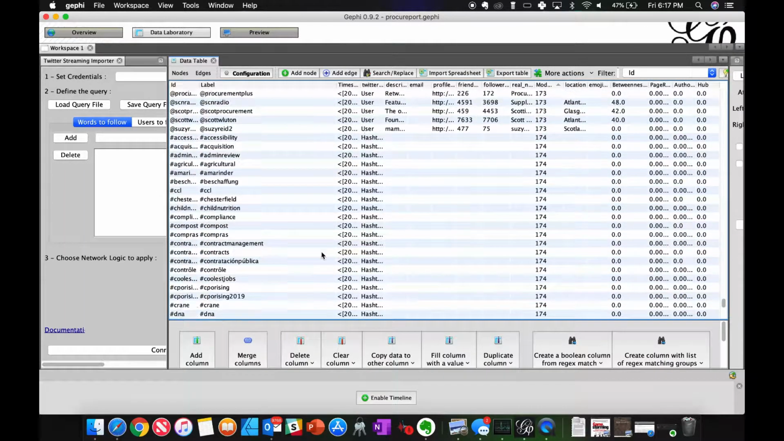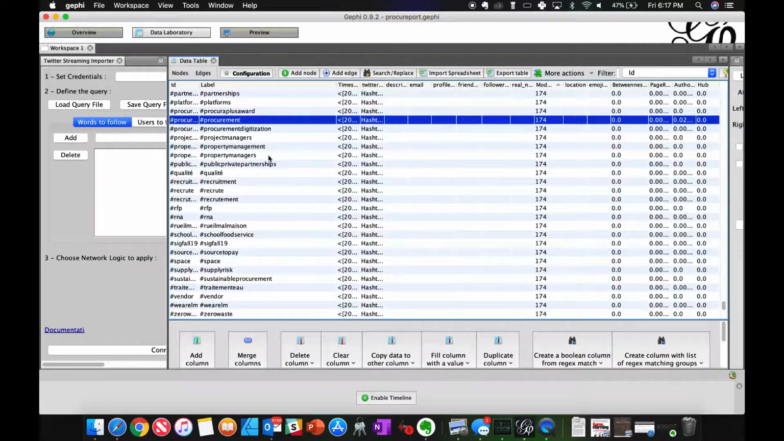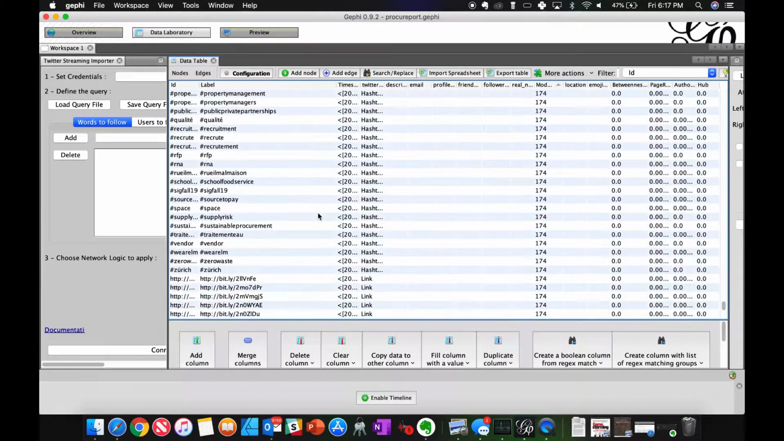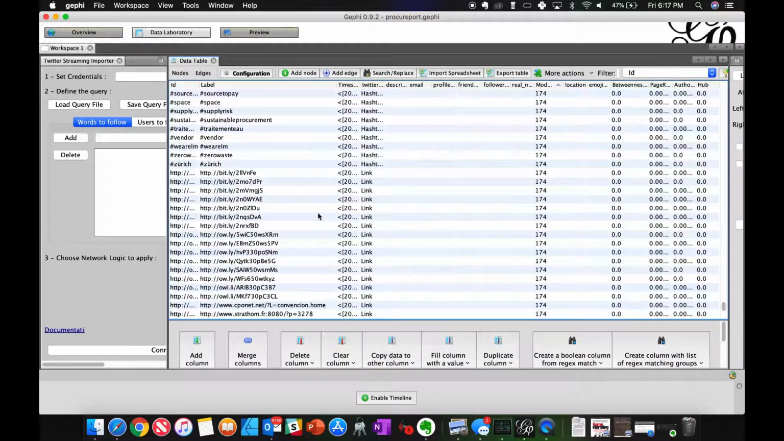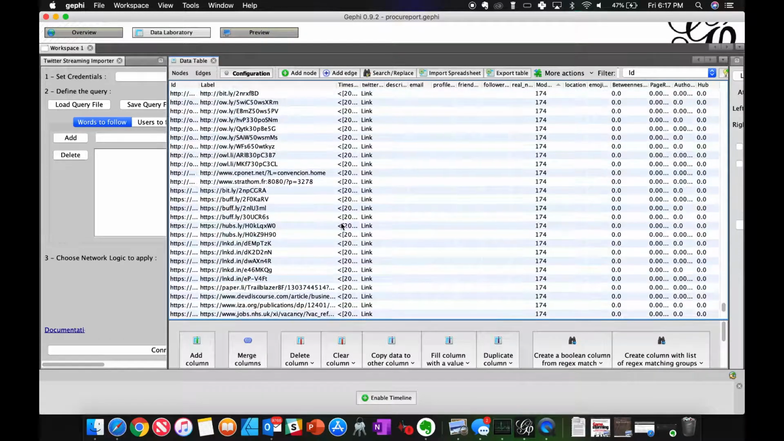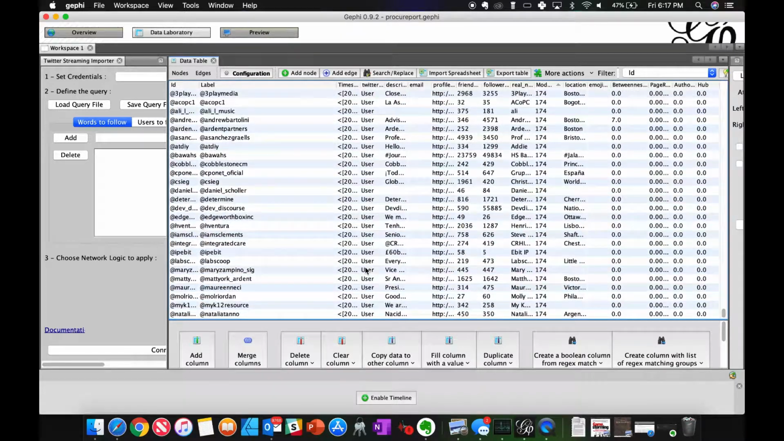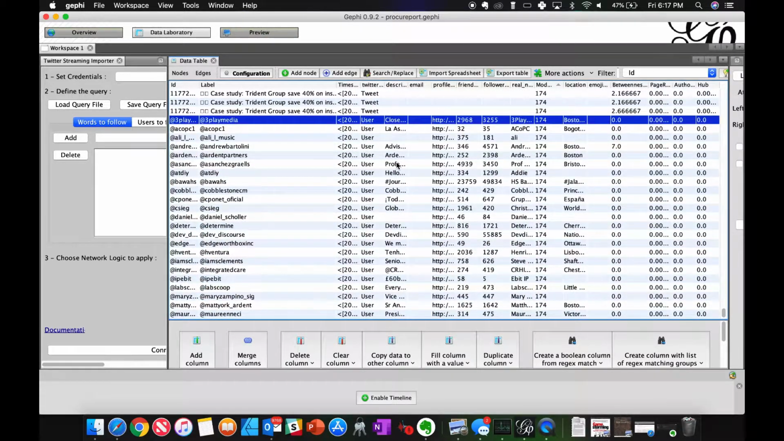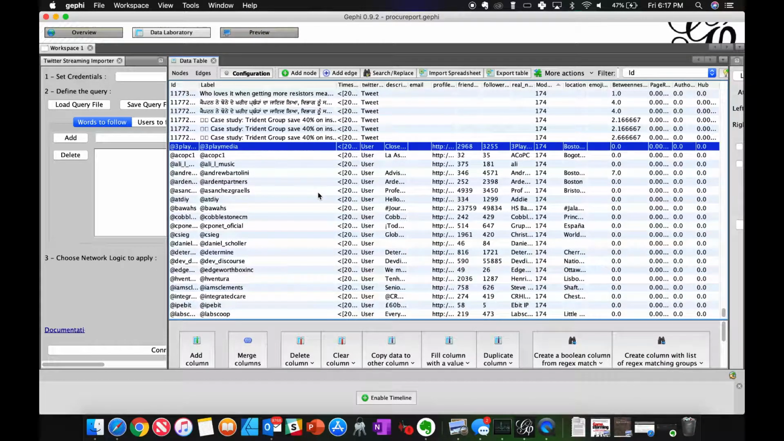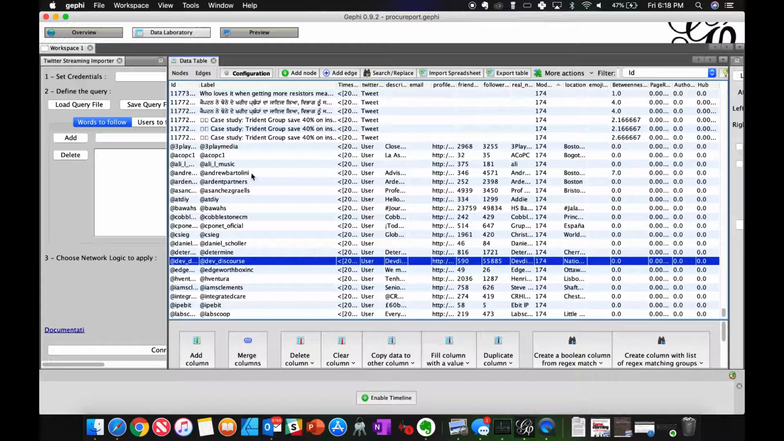And okay, so you see we got all these hashtags here. There's our procurement. So these are all the hashtags that are related deeply to procurement here on the Twitter network. There's tons of links, media, actual tweets, and of course users. And this is where finding the influencers really comes into play here. So we can see things like their follower count, their friend count.